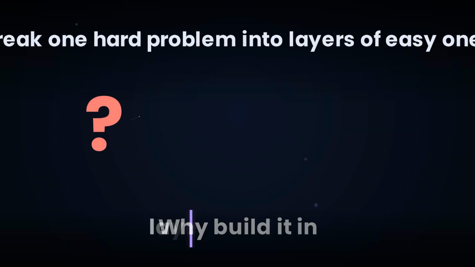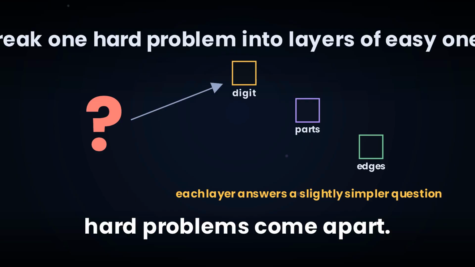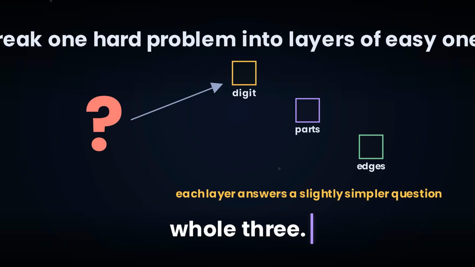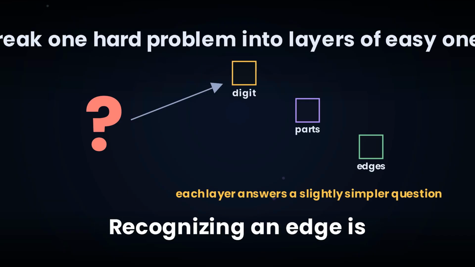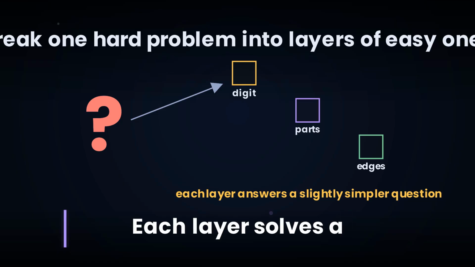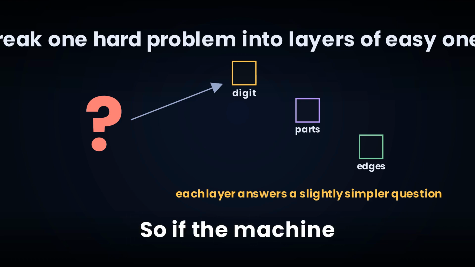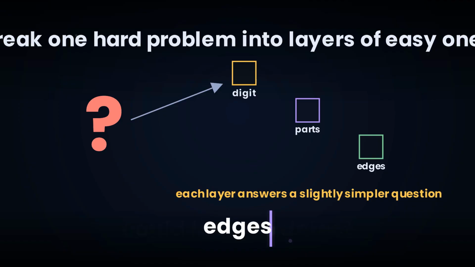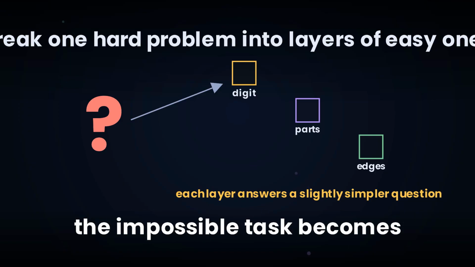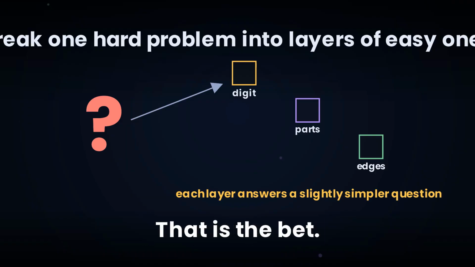Why build it in layers like that? Because that is how hard problems come apart. Recognizing a loop is easier than recognizing a whole 3. Recognizing an edge is easier than recognizing a loop. Each layer solves a slightly simpler question and hands its answer up. So if the machine could learn to detect edges, then parts from edges, then digits from parts, the impossible task becomes a stack of possible ones. That is the bet.